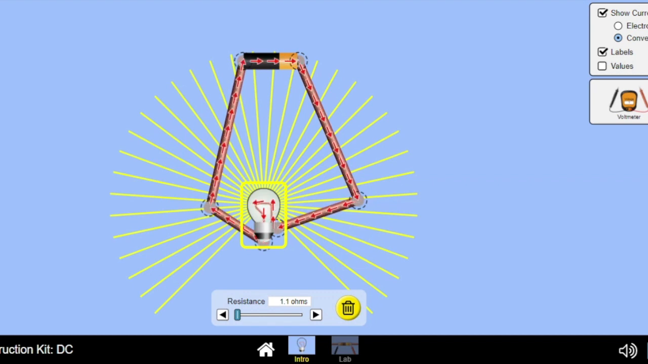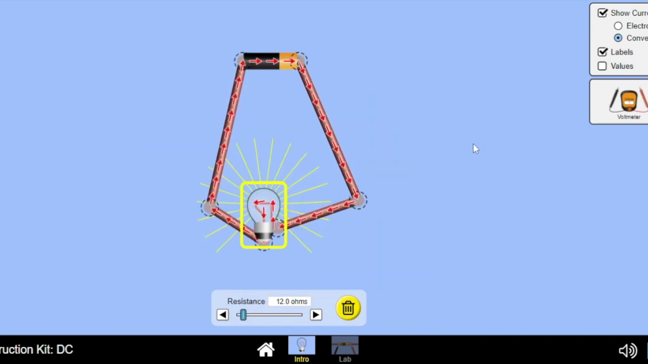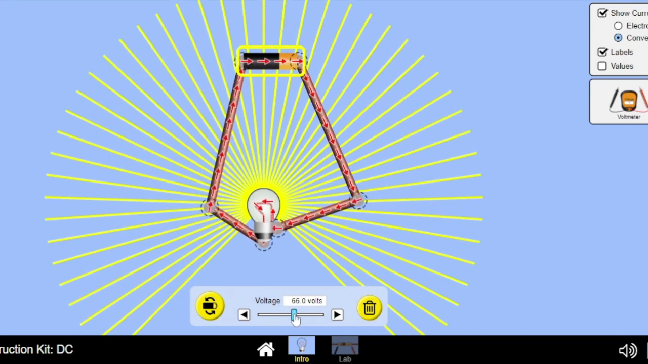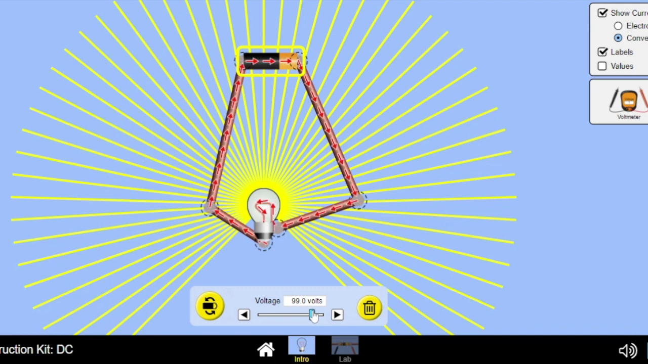Let's take a look at letter C. Increase the voltage while resistance remains the same. And now we want to increase the voltage. Let's see what happens as I increase this voltage here. As I increase the voltage, we notice that these red arrows are moving faster and faster and faster, meaning that increasing the voltage will increase the current.